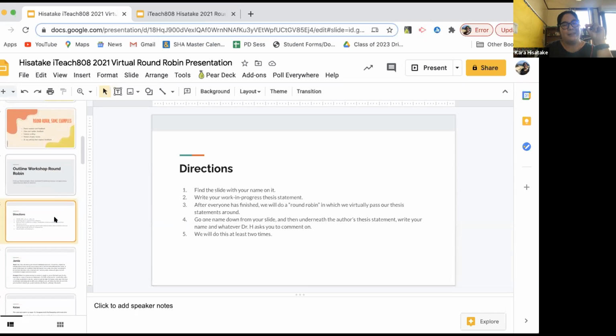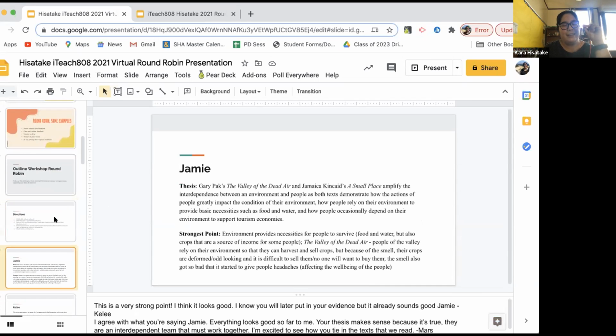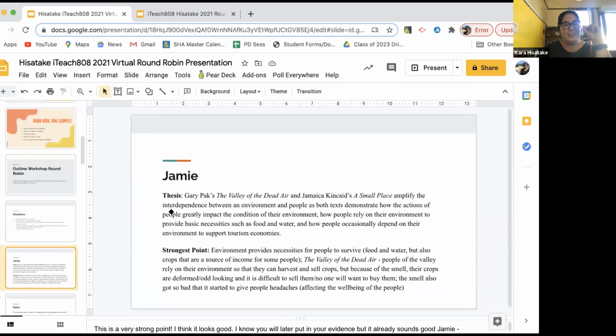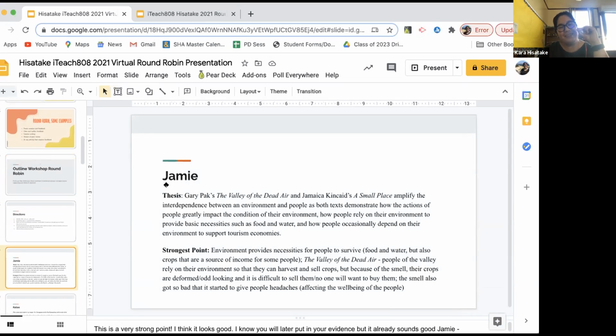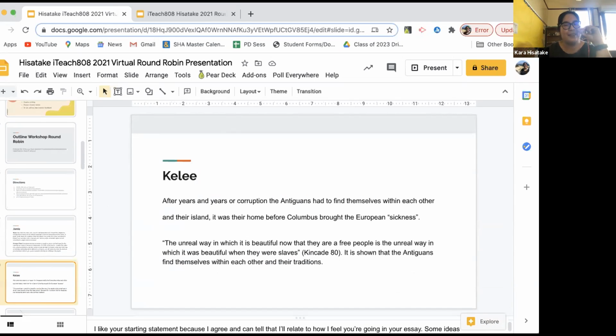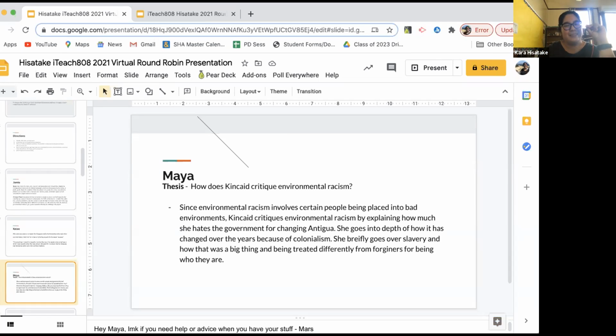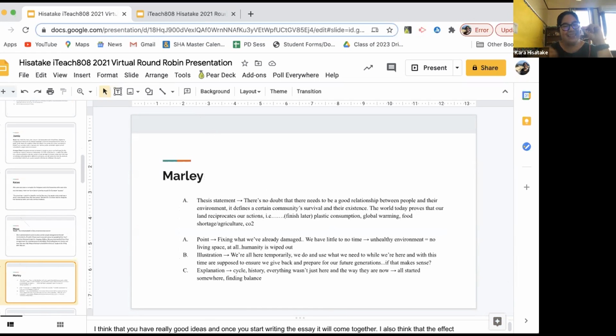So this is what it looked like for some students. I asked them to put their thesis statement. Actually, what did I do? I asked them to write their thesis statement and their strongest reason supporting their thesis. So this is one person's thesis statement and their strongest point. The next person's thesis and strongest point. The next person only got to their thesis, I think. Again, the next person got to their thesis and their strongest point. So you get the idea.